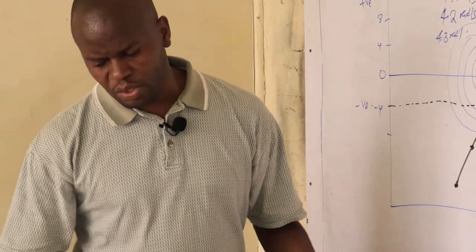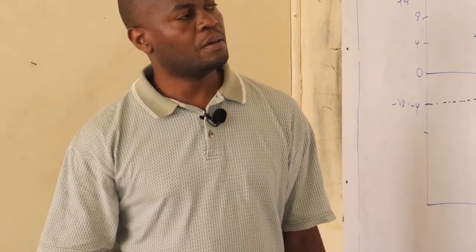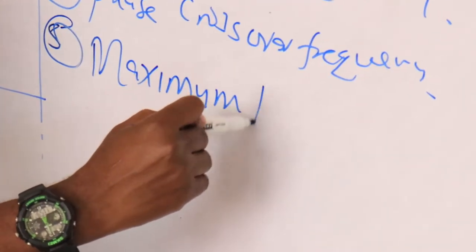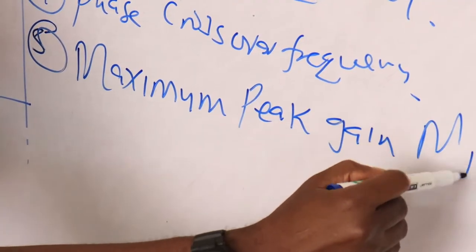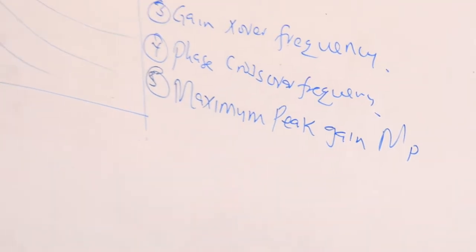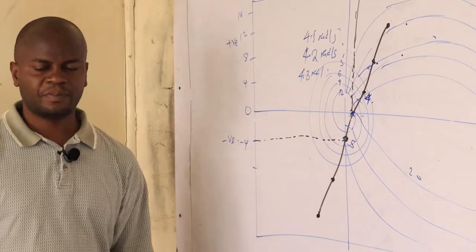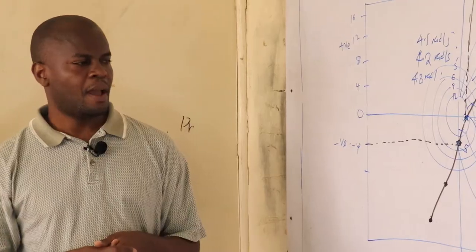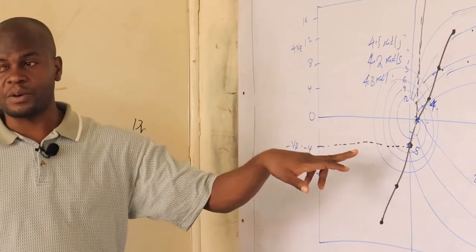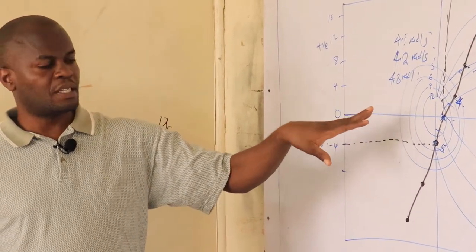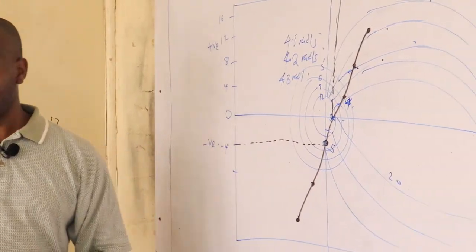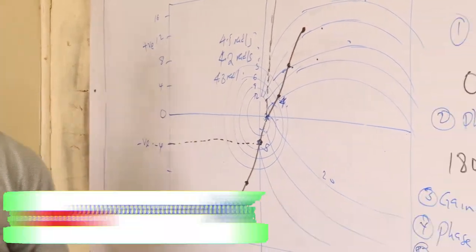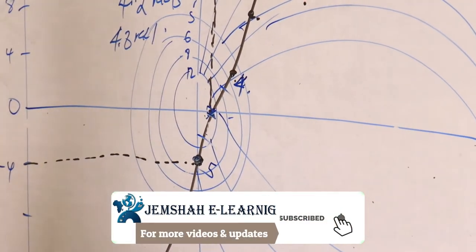The next one that we can talk about is the maximum peak gain, or what we refer to as the MP. So, how do we determine the MP? The MP will be determined by the M circles. Are we together? So you go to the M circles, and the MP can always be determined by looking at the M circle that the particular locus that you plotted is tangential to.